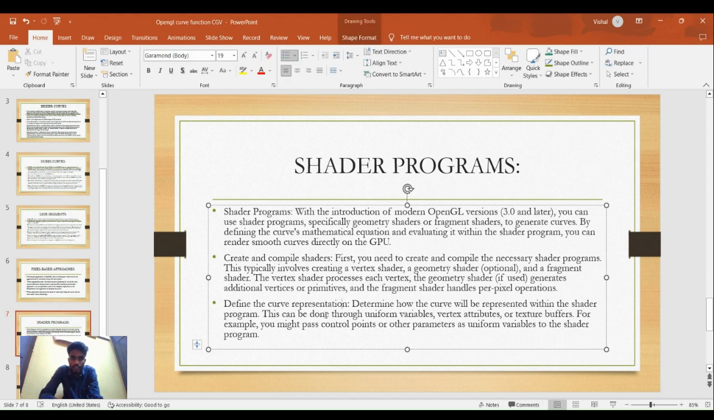Define the curve representation. Determine how the curve will be represented within the shader program. This can be done through uniform variables, vertex attributes, or texture buffers. For example, you might pass control points or other parameters as uniform variables to the shader program.